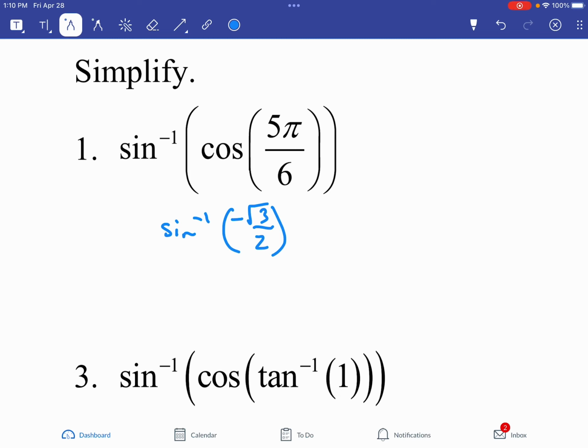That would give us 5 pi over 3. However, because we can't go around the unit circle to get to 5 pi over 3, we have to go backwards. So when you go backwards on the unit circle, this becomes negative pi over 3. That's your answer.